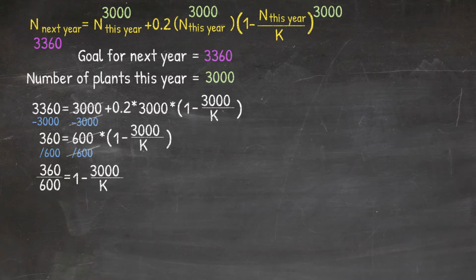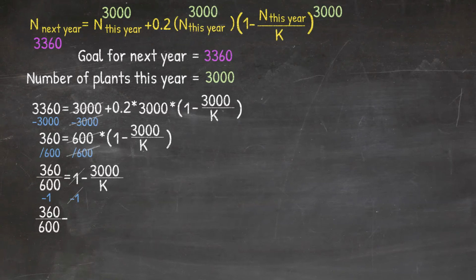At this point, we're very close. We're still working on isolating K, so let's address the addition of 1. To reverse the addition of 1, let's subtract 1 from both sides. On the right-hand side, 1 minus 1 equals 0, so it eliminates. And on the left-hand side, we will subtract 1 from 360 over 600.